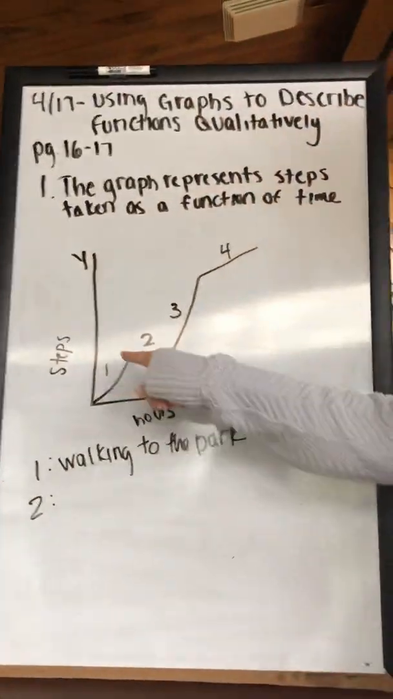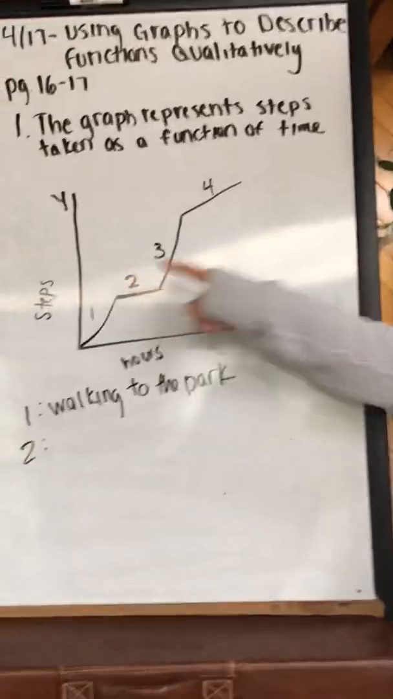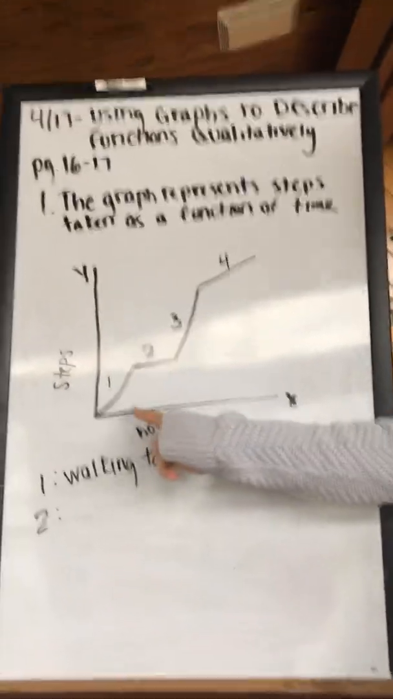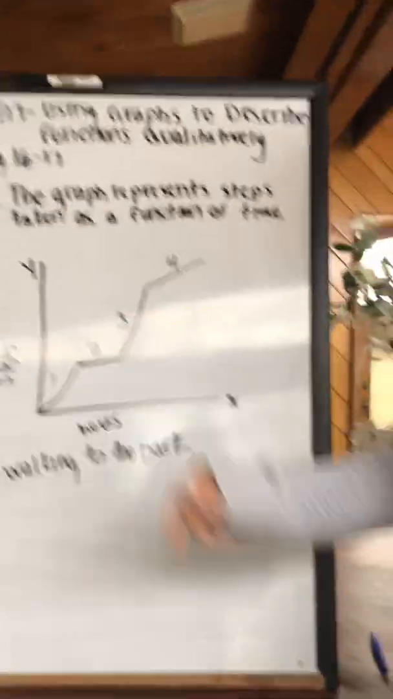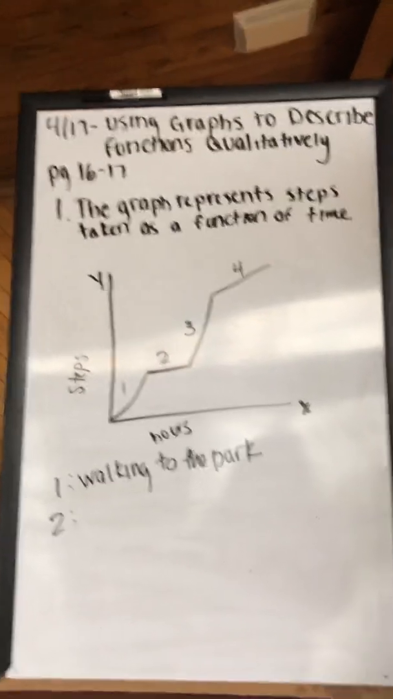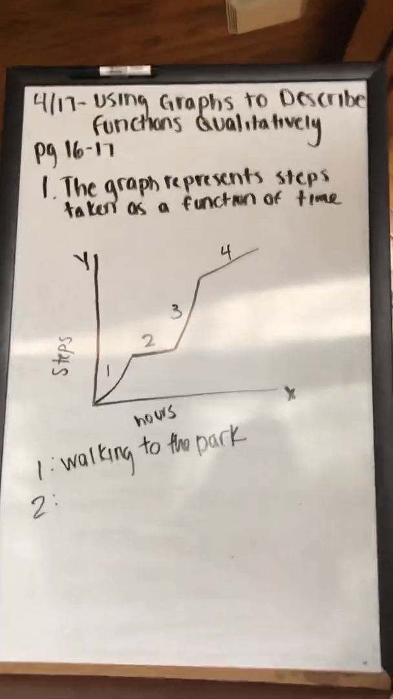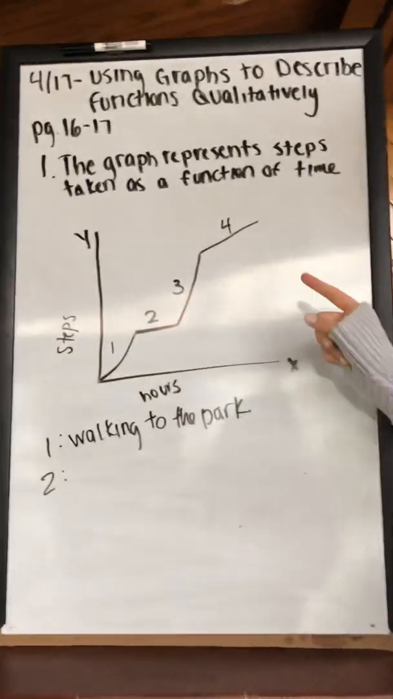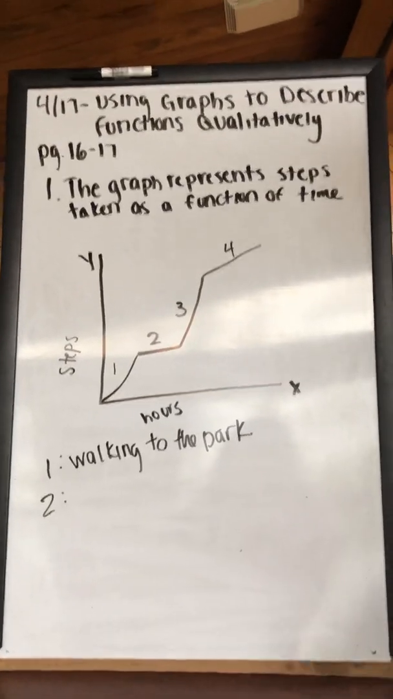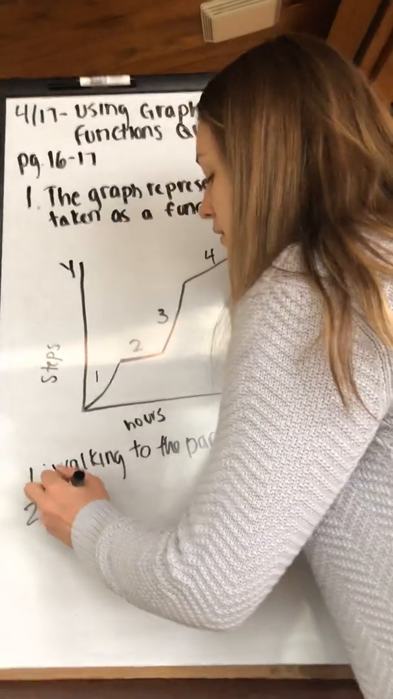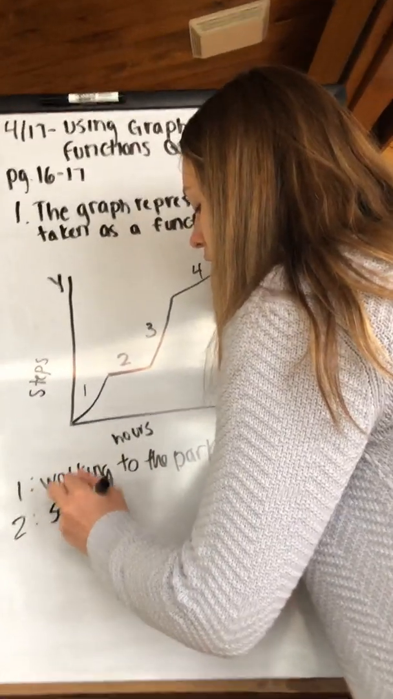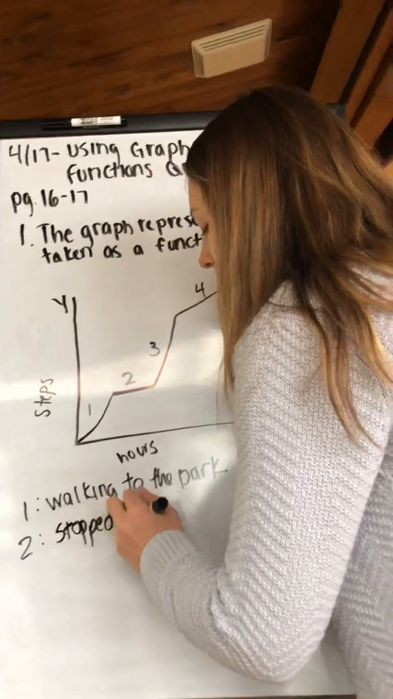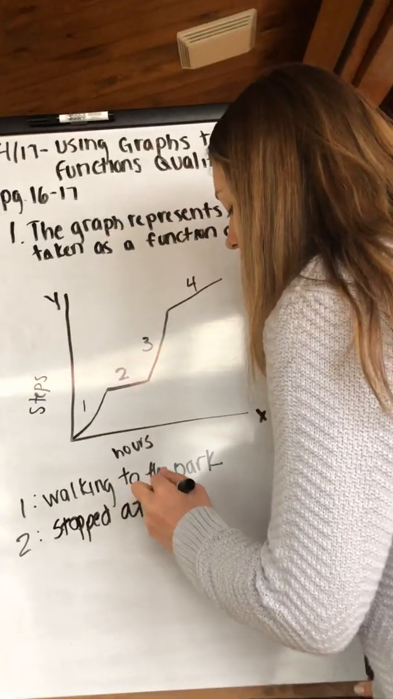Section 2. In section 2, we have a horizontal line. Our hours are still increasing, but our steps have stopped. So you could say maybe part 1, if we're walking to the park. Part 2, we are stopped. We are not taking any steps. So maybe we stopped at a friend's house.